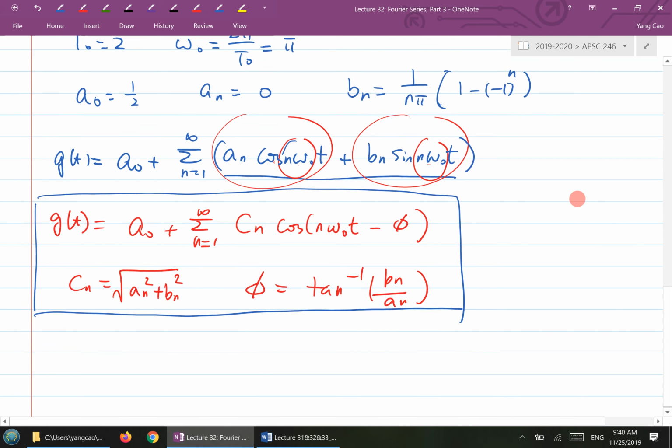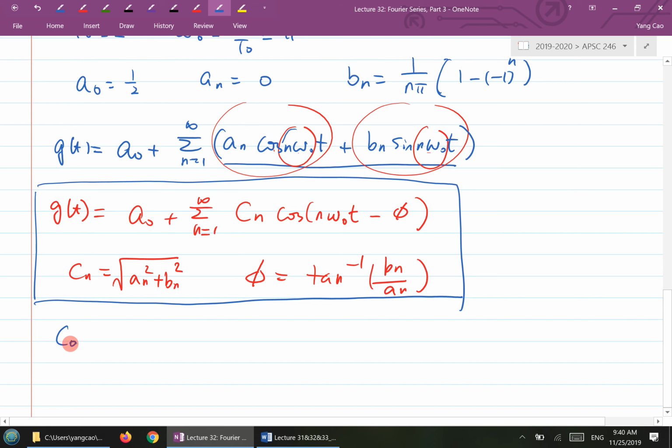I can actually introduce C naught to be the same as A naught to keep the symbol consistent. So instead of writing A naught here, you can write it as C naught. Then everything is in terms of the letter C. And this format is called a compact form of Fourier series.